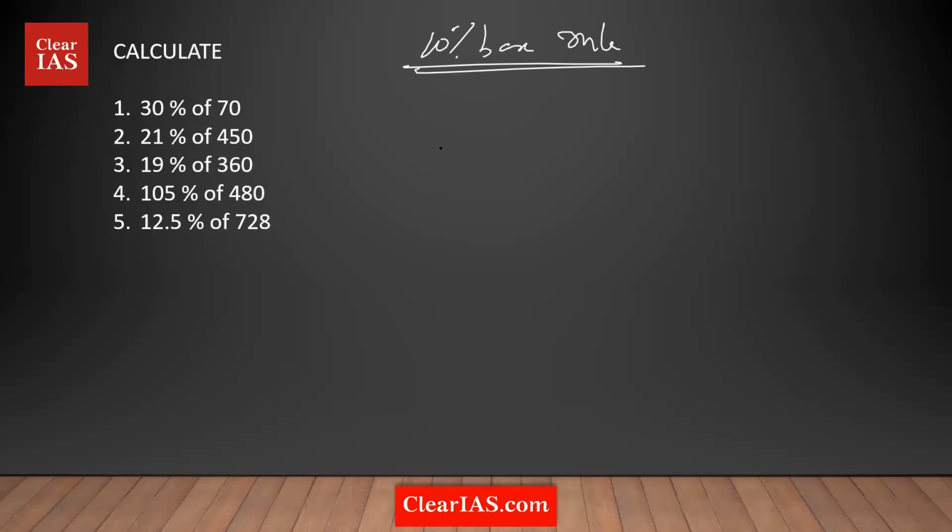Any number you take, I'm just giving you an example. Let's say I'm going to calculate 10% of a number. That is nothing but 10 by 100 into the number. That means one of the zeros will get cancelled, and this is equal to the number divided by 10. So it's very easy to divide a number by 10. Either you cancel the zero or you put a decimal point.